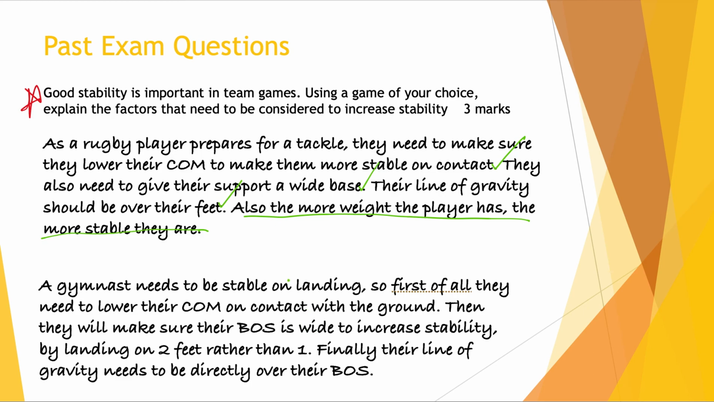Let's have a look at the second answer. A gymnast needs to be stable on landing. So first of all, they need to lower their centre of mass on contact with the ground. Then they will make sure their base of support is wide to increase stability by landing on 2 feet rather than 1. Finally, their line of gravity needs to be directly over their base of support. Hopefully you've recognised what's wrong with this question. Okay, the question says in team games, and this answer is about a gymnast. So actually the answer's perfect in terms of the fact that they've said everything right about centre of mass and base of support, but they've answered the question about a gymnast, and so this answer would receive 0 marks.